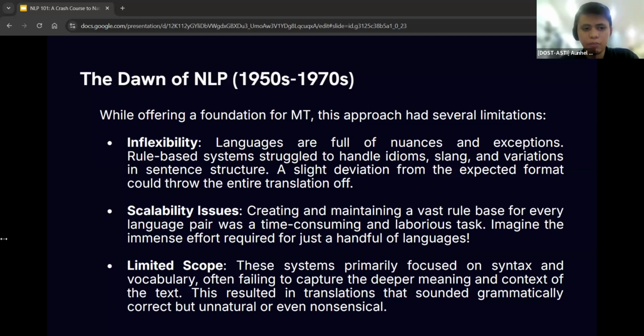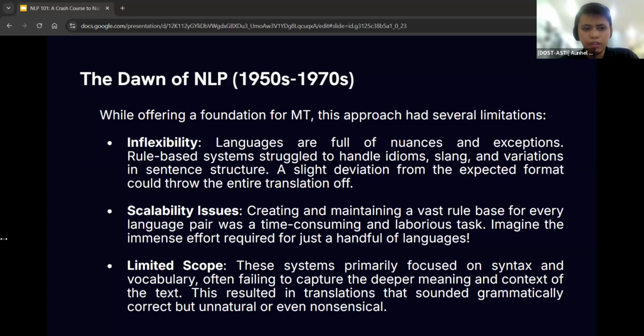Again, scalability issues: creating and maintaining a vast rule base. So for every new situation, you need to come up with a new rule, making sure that it doesn't contradict the existing rules. So there's the issue of scalability.